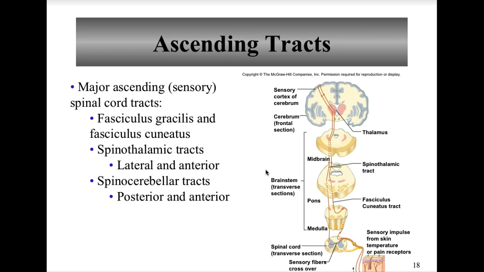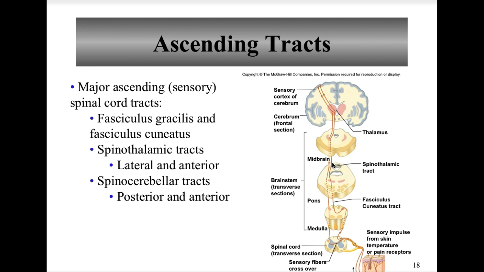Basically, among the ascending tracts, you have the fasciculus gracilis and the fasciculus cuneatus. Here you can see the fasciculus gracilis and fasciculus cuneatus, and the location of these tracts is in the posterior column. If you look, you can see the posterior column here. The information that these two carry is related to touch, pressure, and movement.